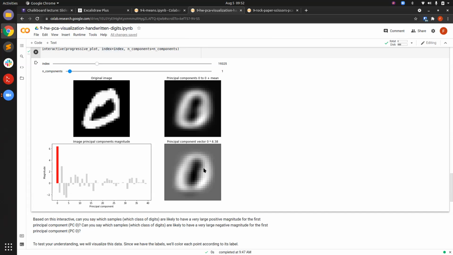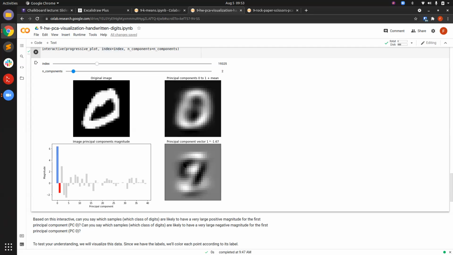So for image data, the principal components represent building blocks of the image. Instead of having individual pixels, you can think of it as templates of groups of pixels that we combine to reconstruct the original image. So here's principal component 0, the first principal component, and its magnitude. And here's a reconstructed image using the first principal component. Okay, let's look at what happens when we add the next principal component.